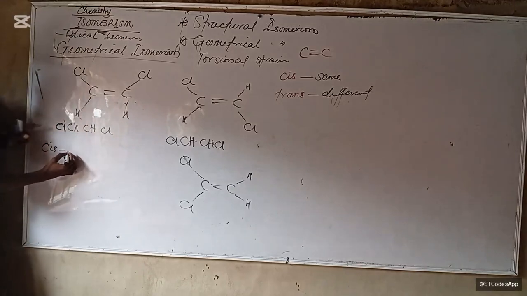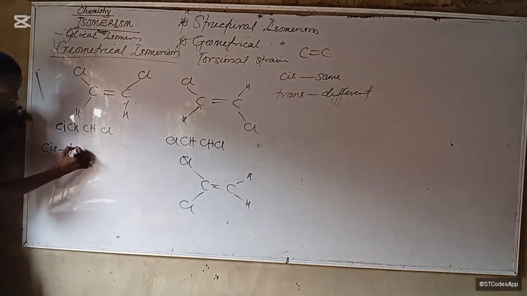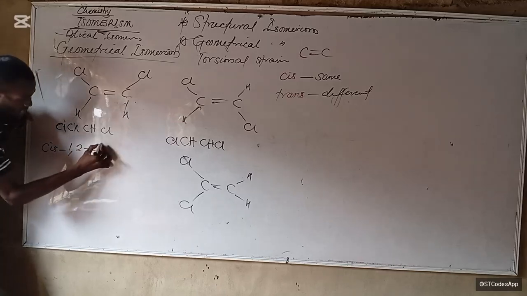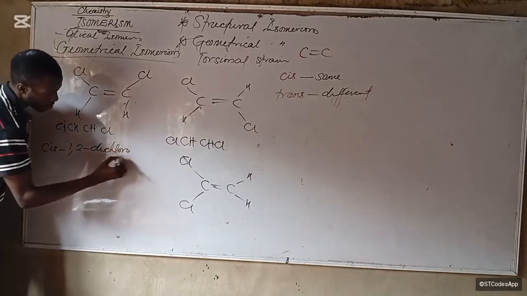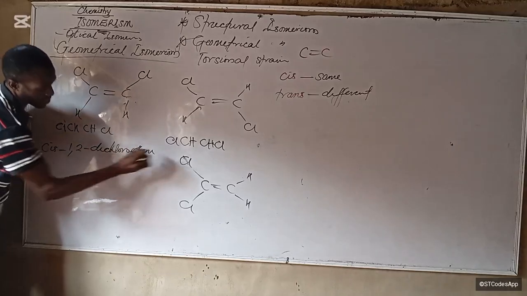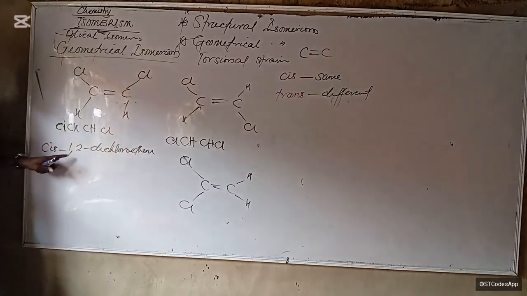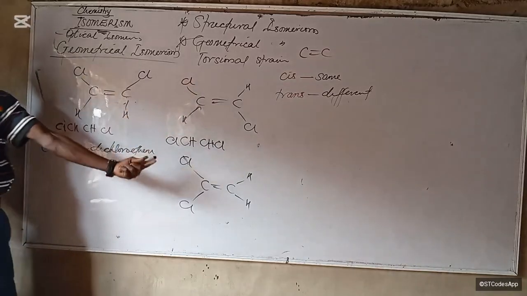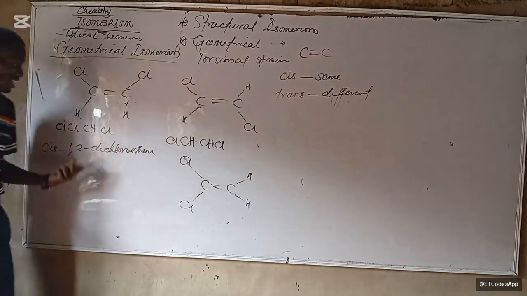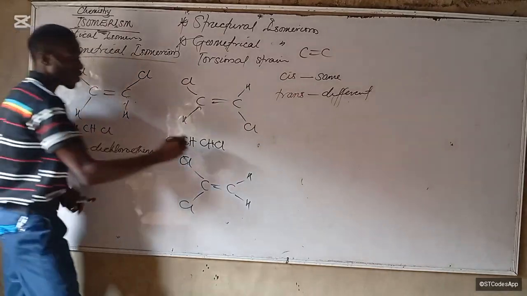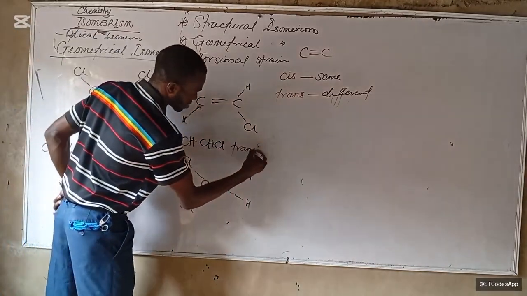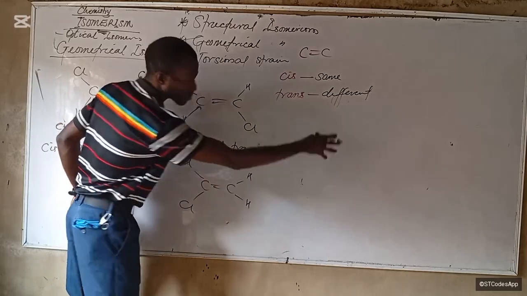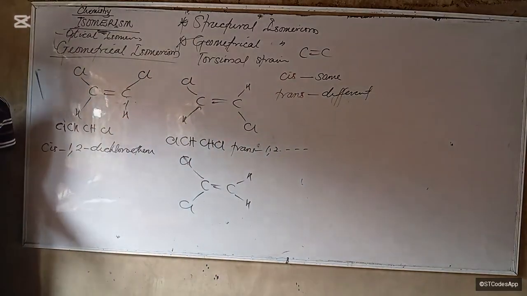How many chlorines do I have? Two, right? So cis-1,2-dichloroethene. Does that make sense? Because this is also 1,2-dichloroethene, whether you like it or not. But they're on different sides, so this one will be called trans-1,2-dichloroethene. Does that make sense?